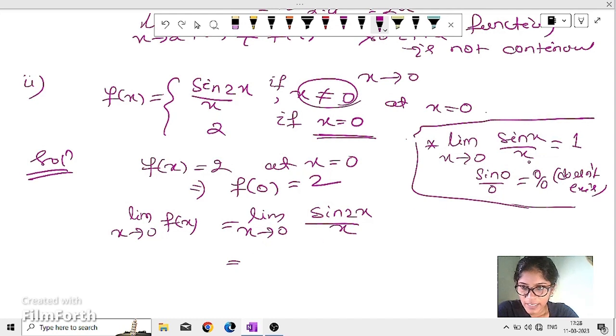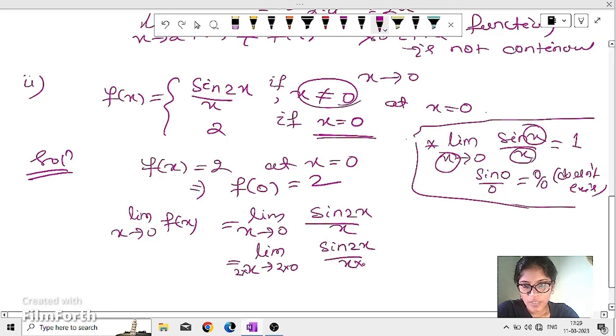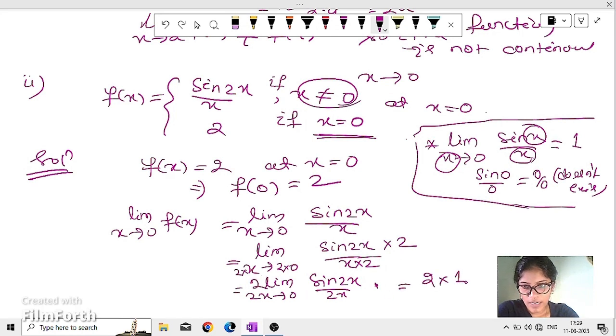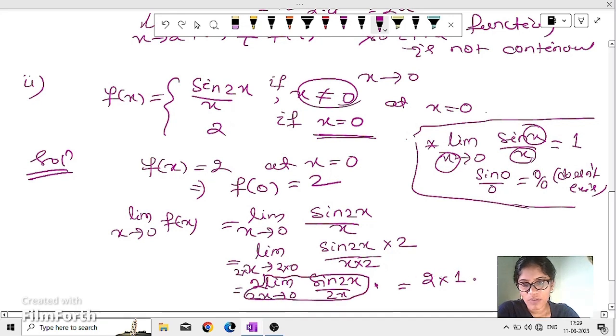Here in the numerator we have sin 2x and in the denominator we have x. So we multiply the denominator by 2 and the numerator also by 2. Now limit 2x tends to 0 of sin 2x by 2x into 2, where 2 is a constant taken outside, which equals 2 into 1, because from the above formula the value of the limit is equal to 1, which is equal to 2.